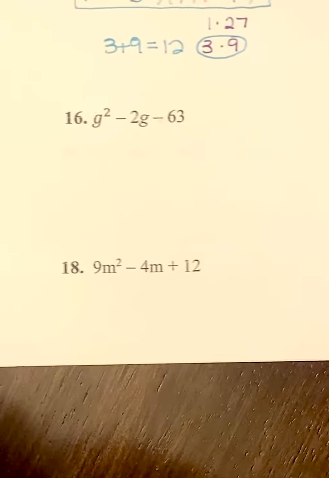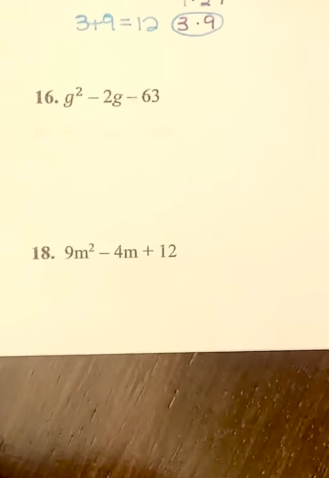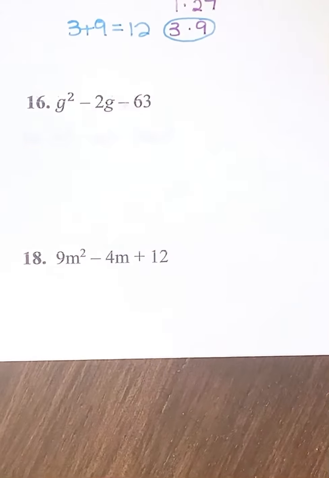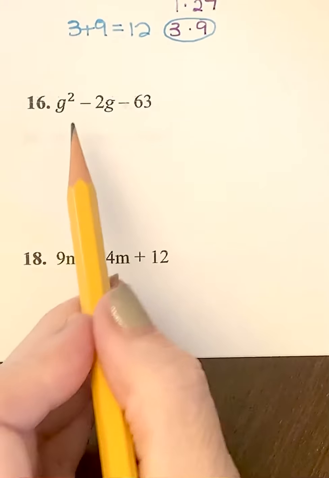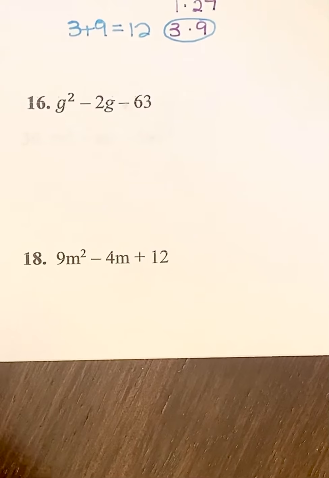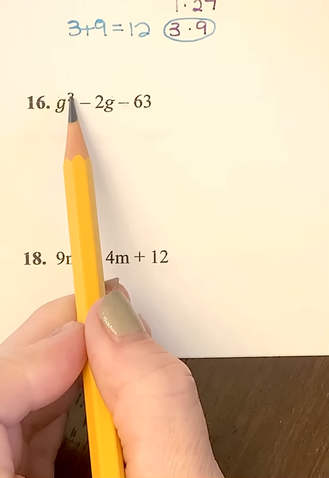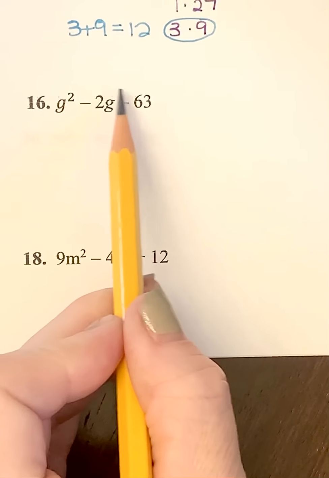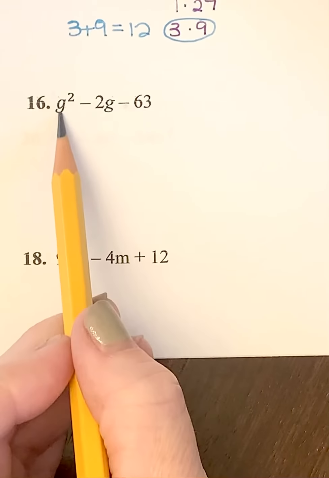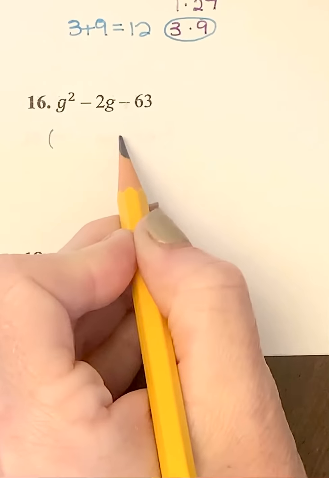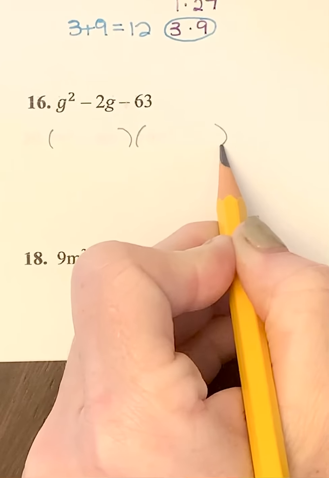Number 16. All right. Is there a GCF? No. Is it a trinomial? 1, 2, 3. Yes. Are the degrees in descending order? The degrees are the exponents. 2, 1, 0. Yes. And is the leading coefficient a 1? Yes. Okay. So we can go ahead and start factoring.